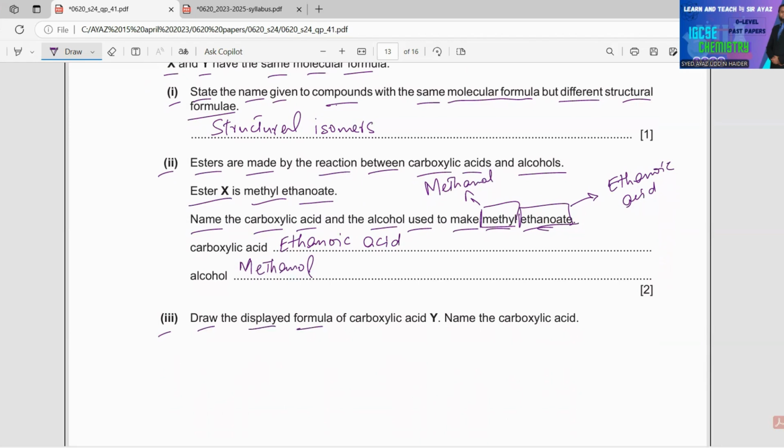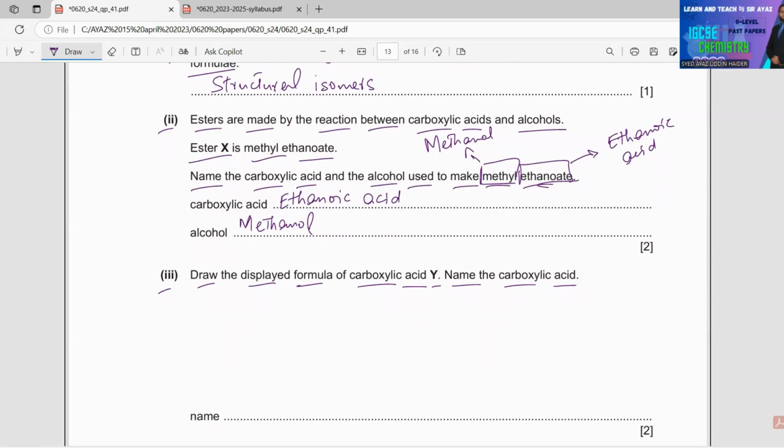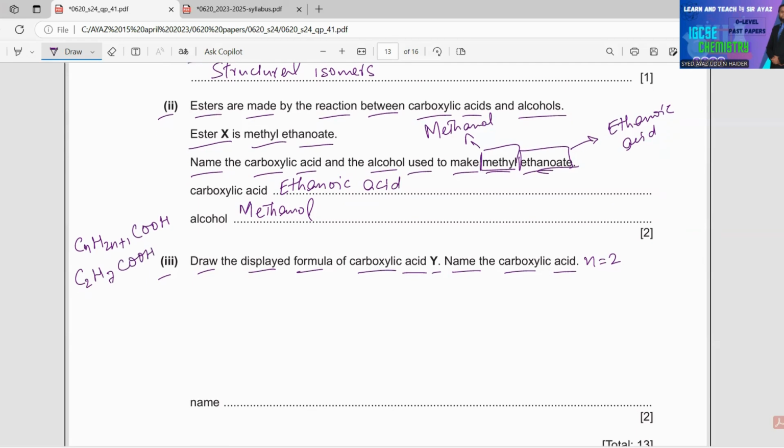Part 3. Draw the displayed formula of carboxylic acid Y. Name the carboxylic acid. So you have to draw the displayed formula of carboxylic acid Y. It has 3 carbon atoms, so n must be 2 for this carboxylic acid. Remember, for a carboxylic acid, the total number of carbon atoms must include the carbon of COOH. Recall the general formula of carboxylic acid, CnH2n+1COOH. So n is 2, we'll have C2H5COOH. It means it must be propanoic acid.